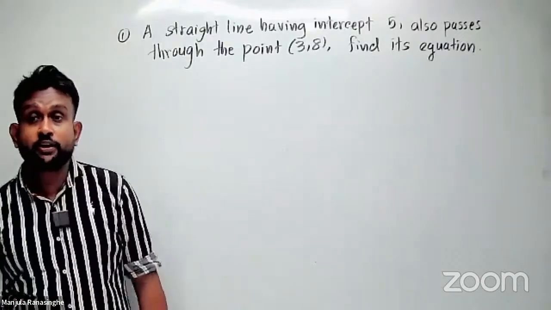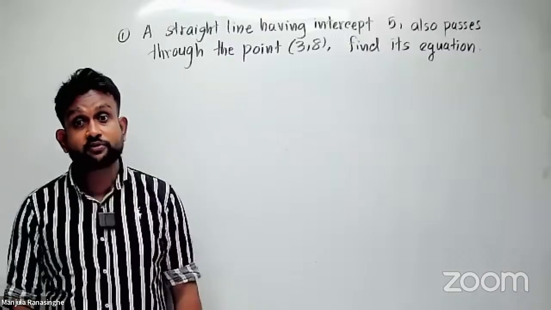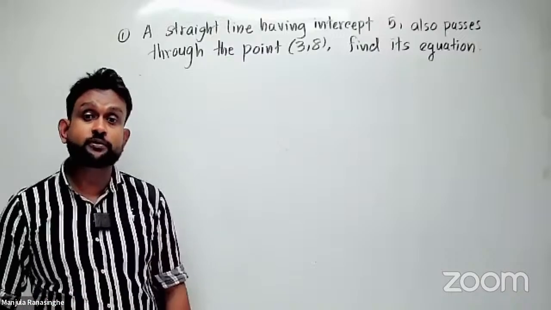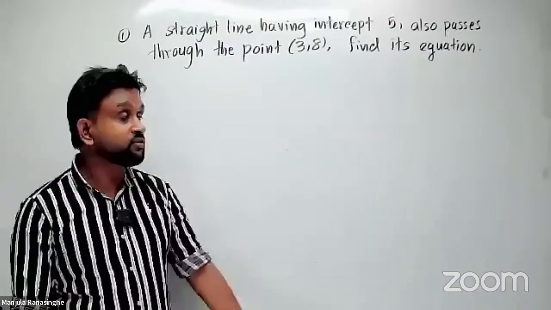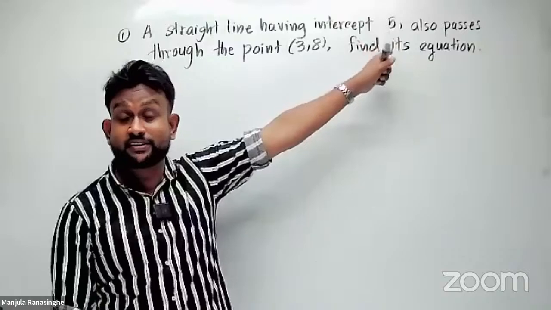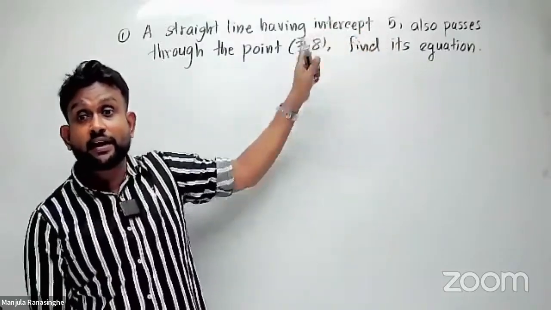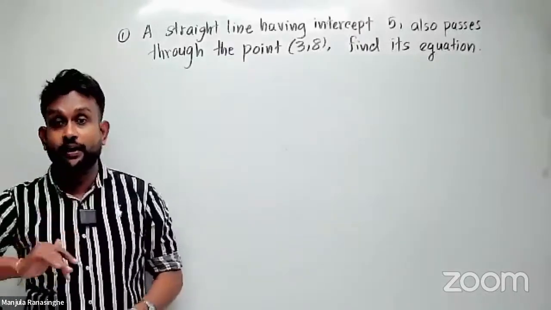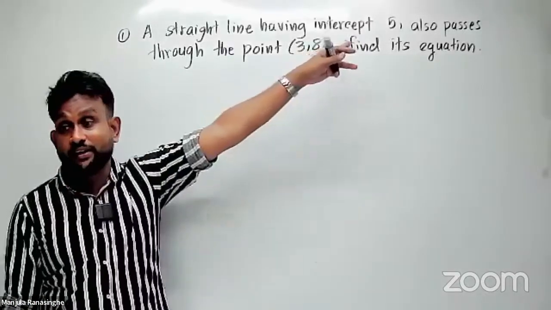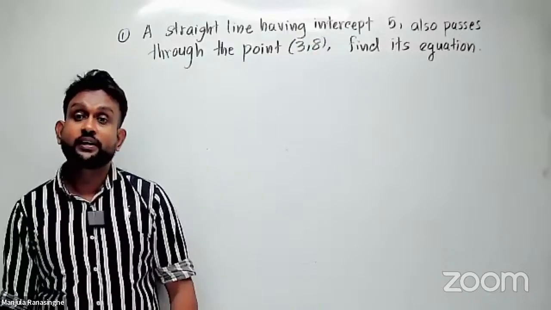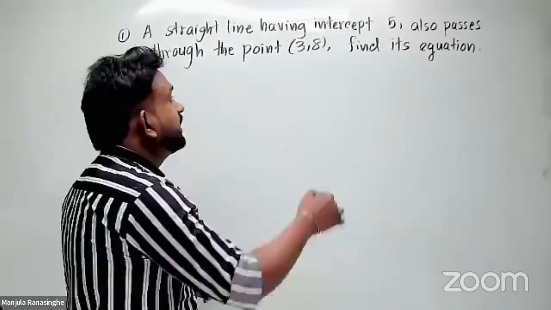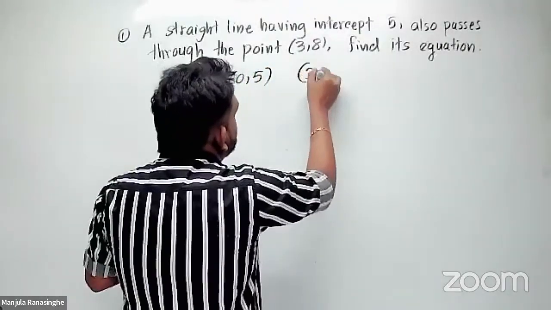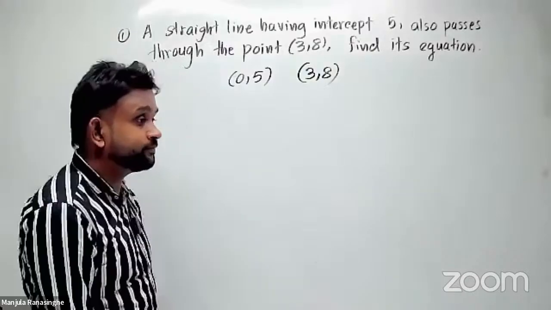A straight line having intercept 5 also passes through the point 3, 8. Find its gradient. So how to do this one? You have to make this intercept as a coordinate first, then one coordinate there and here another coordinate. You can find the gradient using the two coordinates, then the intercept is directly given, then you can find the equation. How to do now? Intercept 5 means the coordinate 0, comma 5, and here we have the coordinate 3, comma 8.